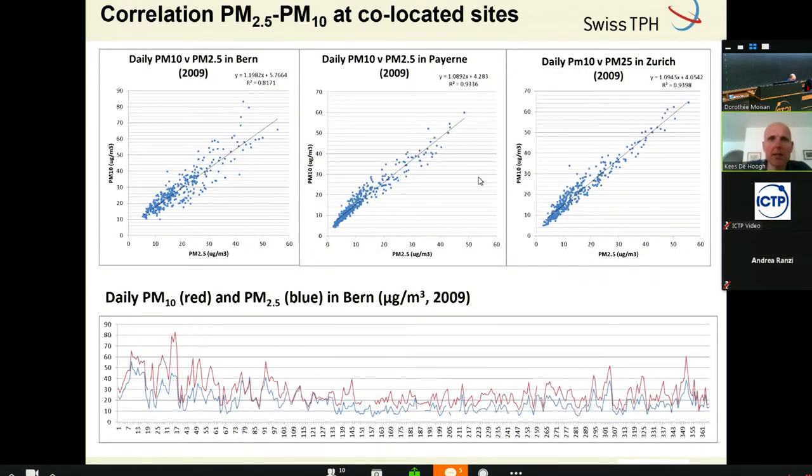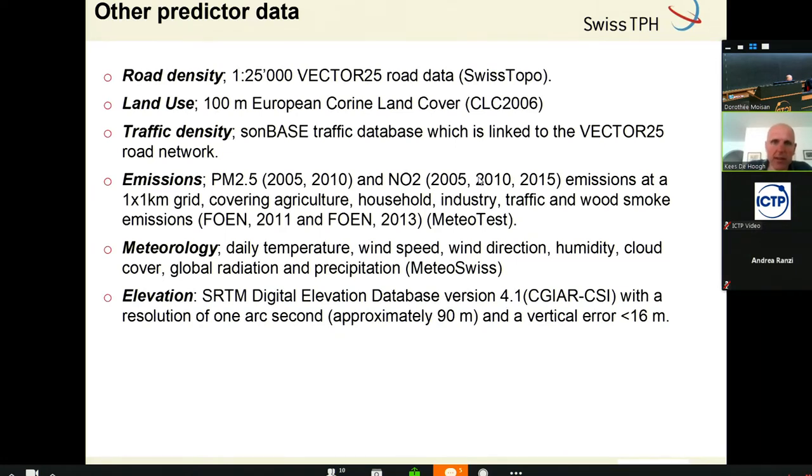So what we did is we looked at correlation at co-located sites between PM2.5 and PM10, and we found very good correlations between PM10 and PM2.5 at these co-located sites. And we also saw that the temporal signals followed each other very well. So we applied these regression equations to PM10 sites without PM2.5 to impute PM2.5. So in the end, we had 100 PM2.5 sites instead of 10, which was more than enough to apply the method. We had lots of predicted data. I won't go into that.